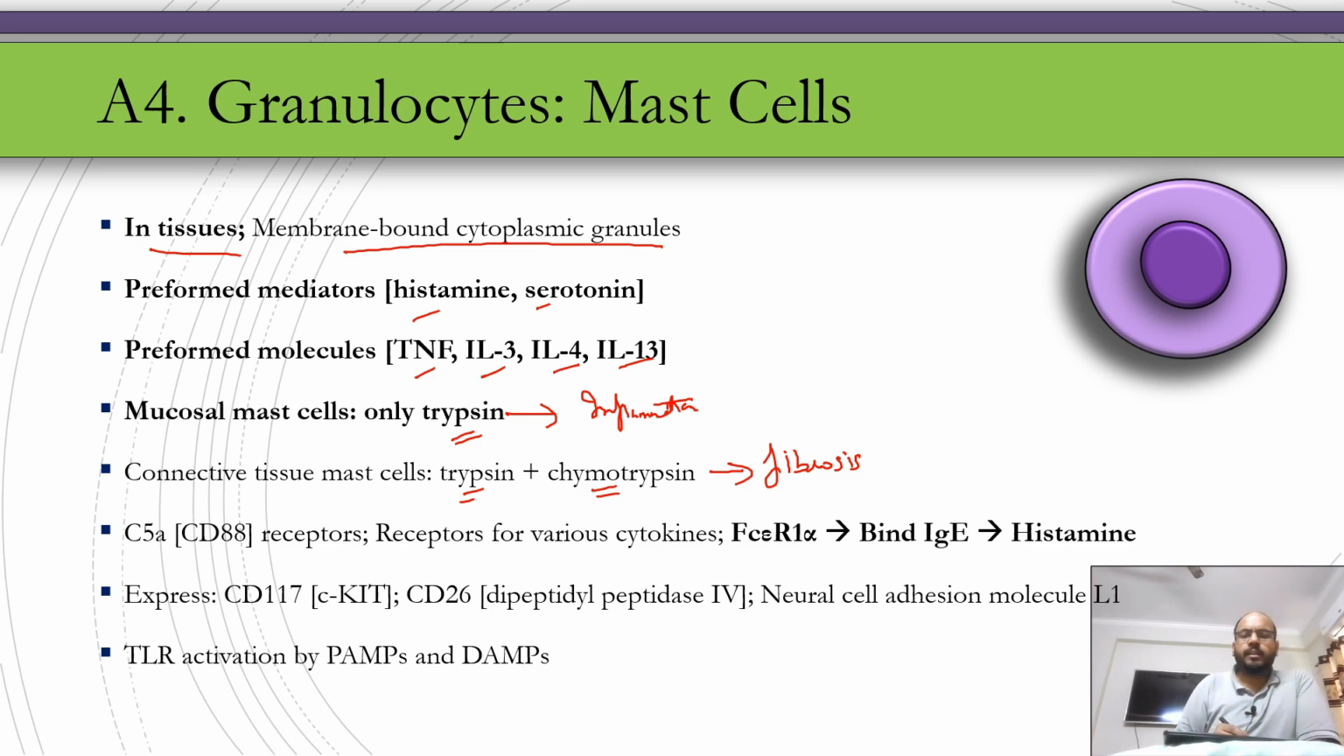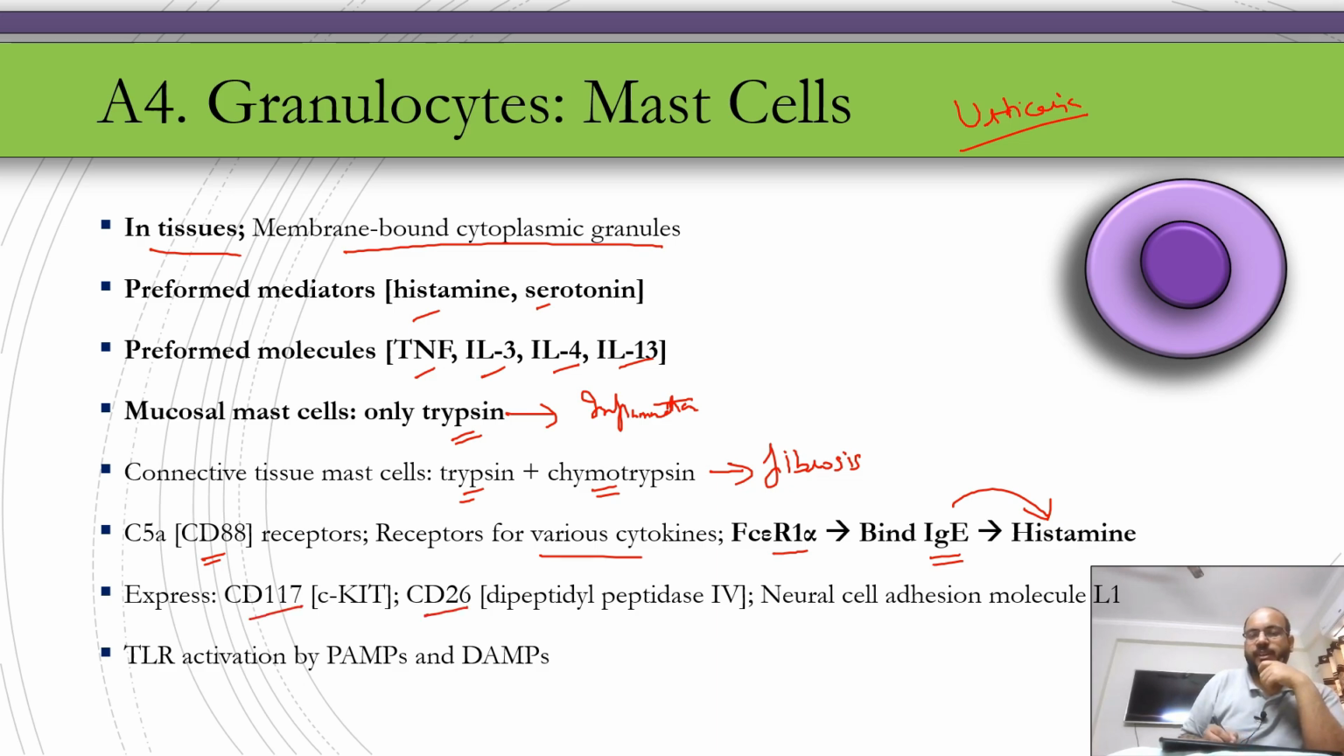Clear? Now, mast cells have receptors. They have CD88 receptors, receptors for various cytokines, Fc epsilon R1 alpha. Now, these are all receptors to bind IgE, and after binding IgE, it will release histamine. Okay, we already have a video on the pathophysiology of urticaria where I discussed this kind of degranulation with IgE stimulation. You should go and look at it, and you will have a better understanding of how mast cells release histamine. Clear? Mast cells also express molecules like CD117, CD26, neuronal cell adhesion molecules, and different molecules. These are also expressed by mast cells.